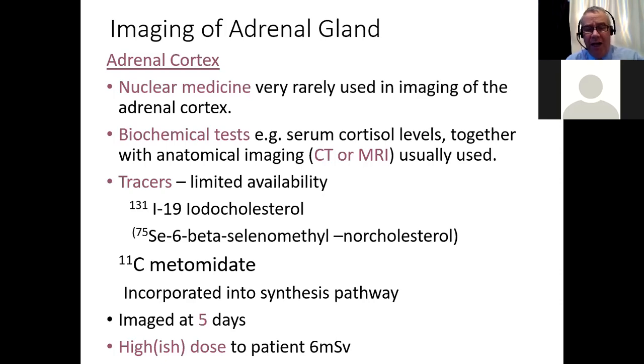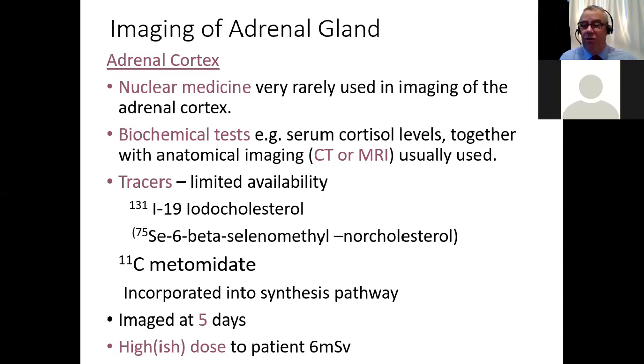So for a long time, we only had iodine-131 iodocholesterol, or the wonderfully named selenium-75 beta-selenomethyl norcholesterol to image with, and both of them produced really awful pictures. I mean, the selenium took 2 weeks to be localized, and at the 14-day image, you put them on the gamma camera at about 9 o'clock, have breakfast, have coffee, maybe a bit of lunch, then get them off the gamma camera about 12, and you might have a picture if you're lucky.